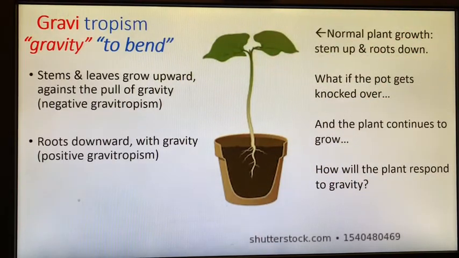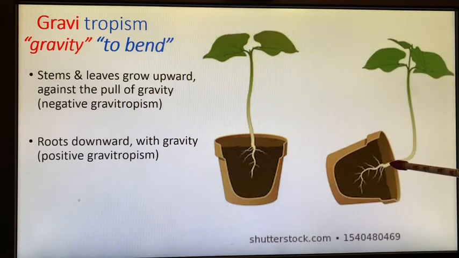However, what happens if the pot gets knocked over and the plant continues to grow? The plant, how does it respond to gravity? Well, interestingly enough, the stem will bend so that the rest of the plant is growing upright. And the roots, interestingly enough, will start growing down. The new growth on those roots will go downward. So it's responding to gravity: a negative gravitropism because it's going against gravity, and a positive gravitropism because it's going with gravity.